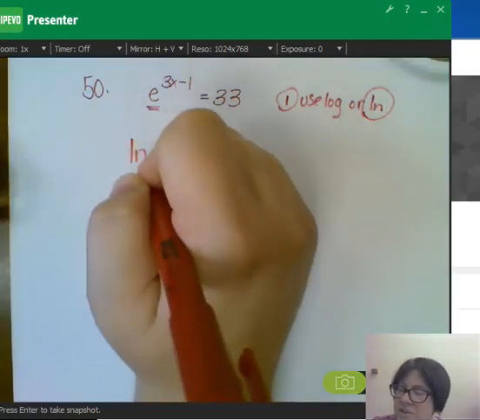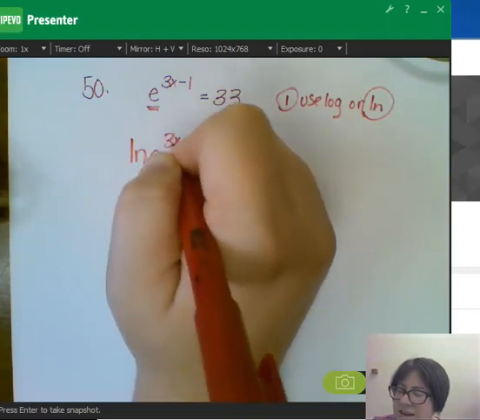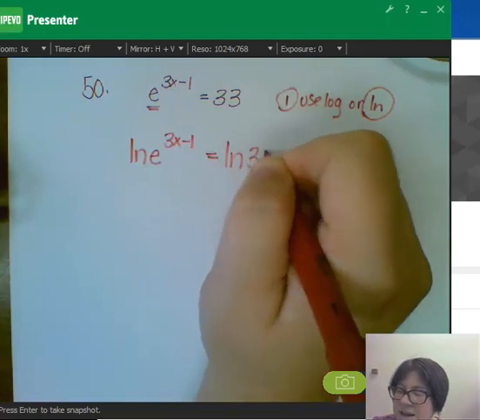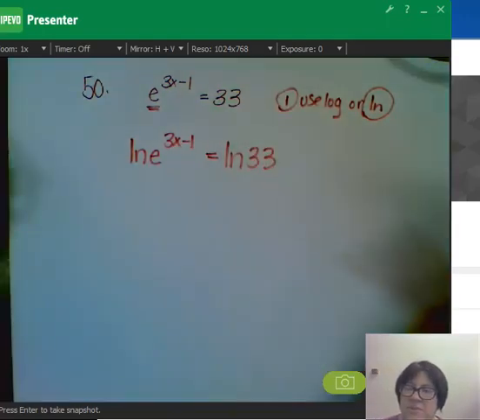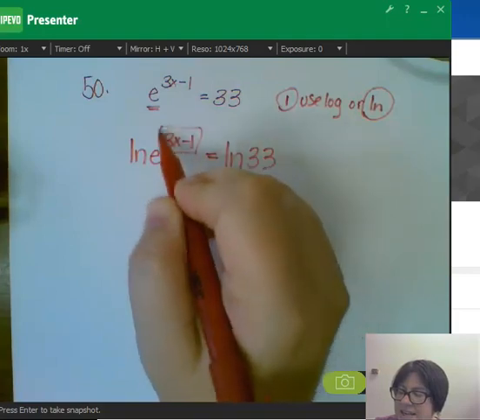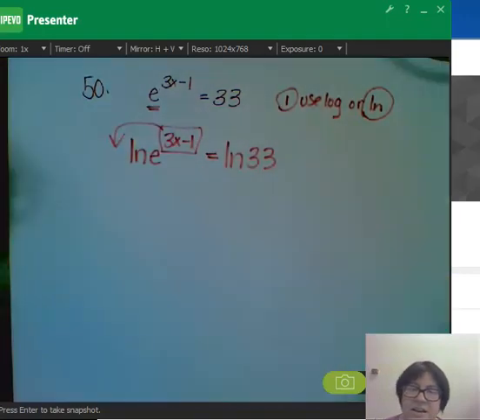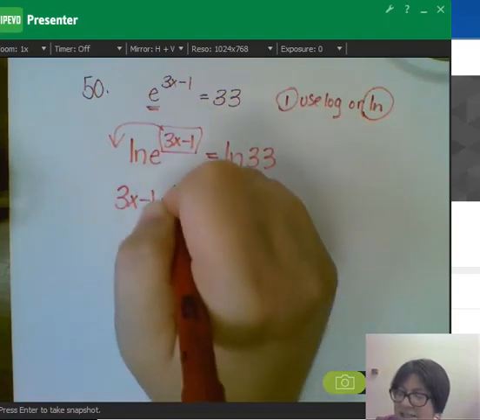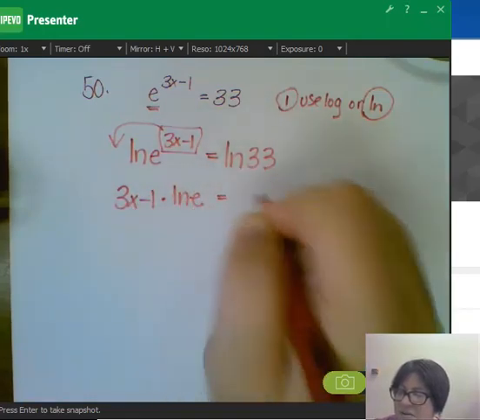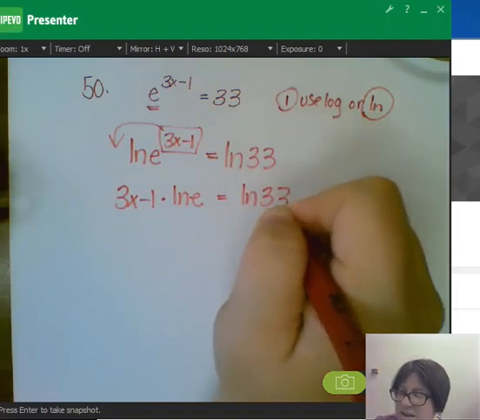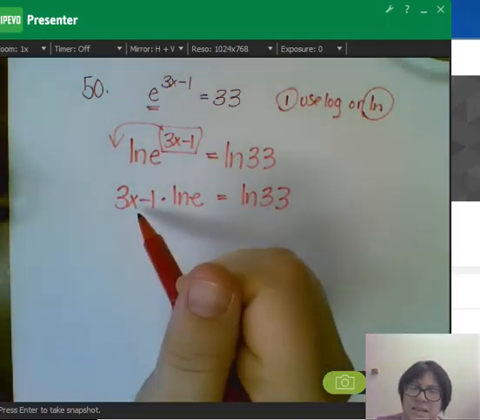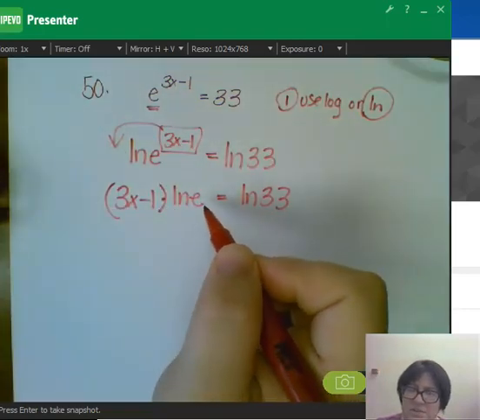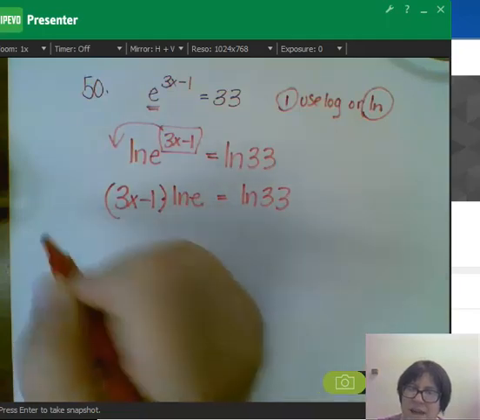Alright, so I'm going to natural log e to the 3x minus 1. Since I natural logged that side, I'm going to natural log this side as well. The whole glory of that is that I can then take the exponent and pull it out front. So then 3x minus 1 times the natural log of e equals the natural log of 33. Since the exponent contains addition, you want to make sure that you put parentheses around it so that you're multiplying the natural log of e times all of that.